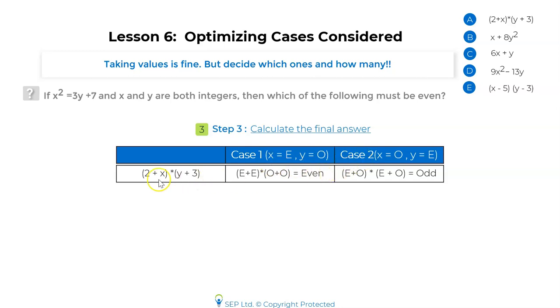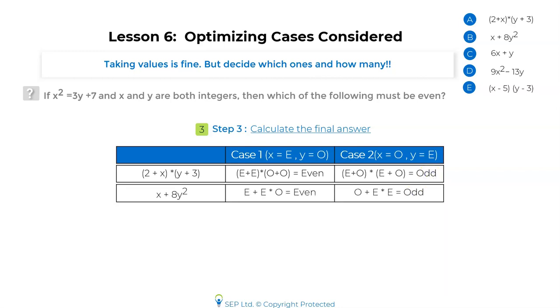So if you notice, if I take the first option, 2 plus x times y plus 3, what I can see here is that even plus even times, when you put x as even and y as odd, you see in one scenario you're getting even, and in the other scenario you're getting odd. If you take the next option, x plus 8y square, you'll notice that in the first case you're getting even, but in the other case you're getting odd.